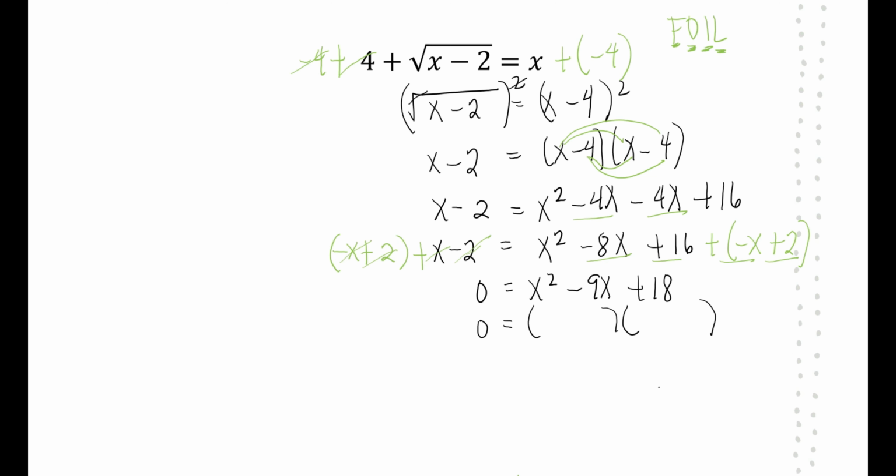Look at the first term of this equation, x squared. We have to think of the two factors of x squared, and those are x and x. The next step is to look at the constant term 18 and think of two numbers which are factors of positive 18. And those are negative 6 and negative 3.